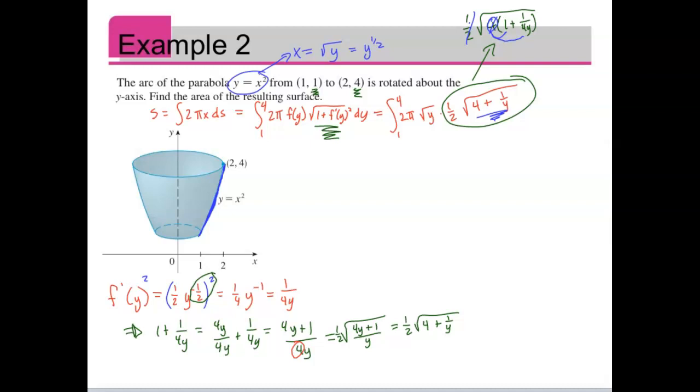All right, so now let me rewrite that. Apologies. Integral from 1 to 4 of 2 pi root y times root 1 plus 1/4y, dy. Where is my good notation? There we go. So since that y is also under a square root, I can actually distribute it inside this other radical. When I do that, I'm going to get the integral from 1 to 4 of 2 pi root y plus 1/4, right? dy.